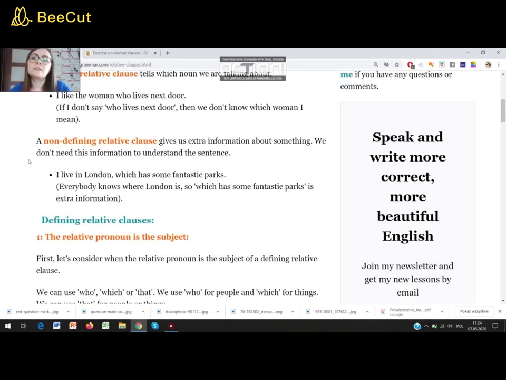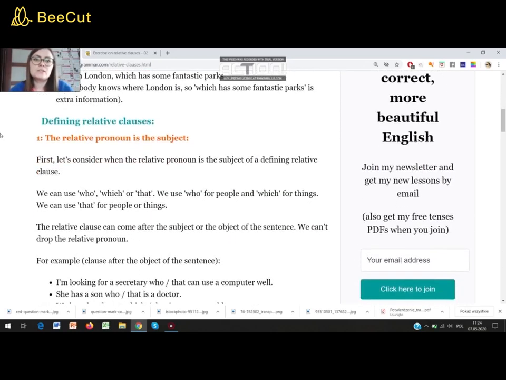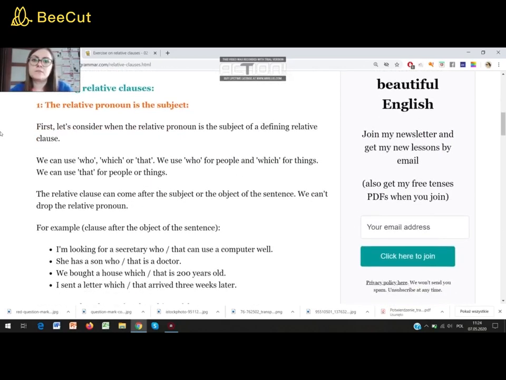And a non-defining relative clause gives us extra information about something. We don't need this information to understand the sentence. For example, I live in London, which has some fantastic parks. Everybody knows where London is, so which has some fantastic parks is extra information. So let's focus on defining relative clauses firstly.